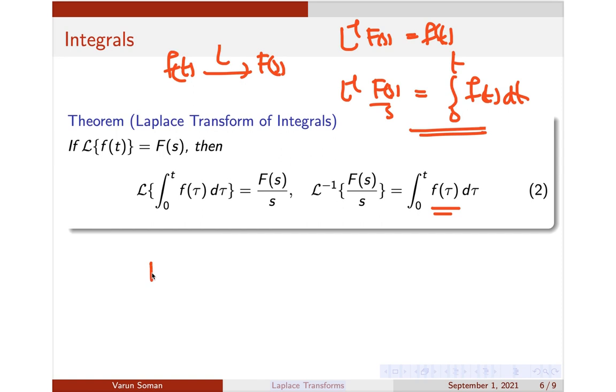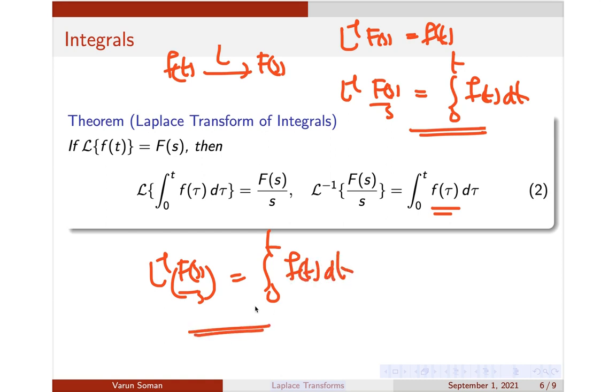Okay, so the inverse transform of F of s by s is nothing but the integral from 0 to t of f of t dt. This formula is very important. It will greatly help you to solve problems involving finding inverse Laplace transforms, especially in the solution of ordinary differential equations. So let us try to do many problems regarding this integration here.